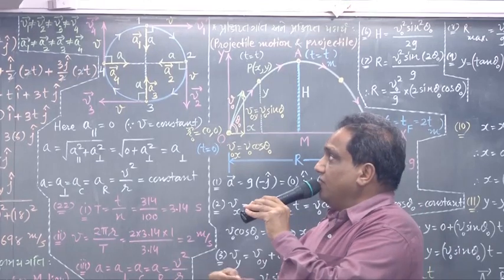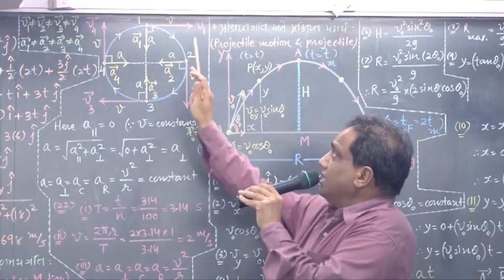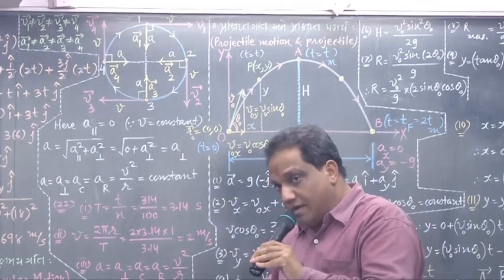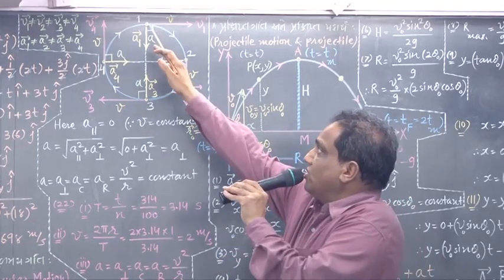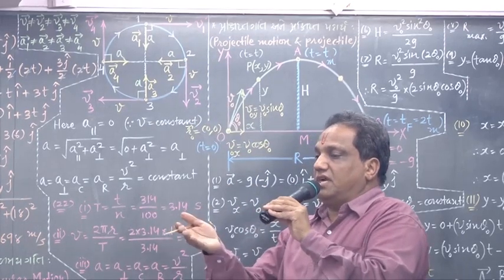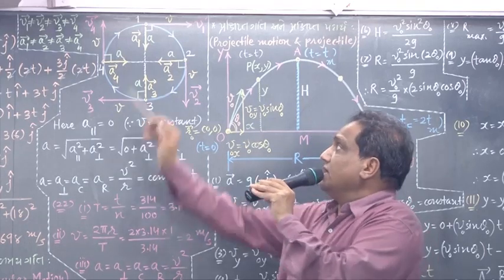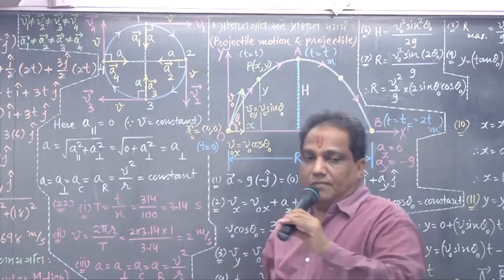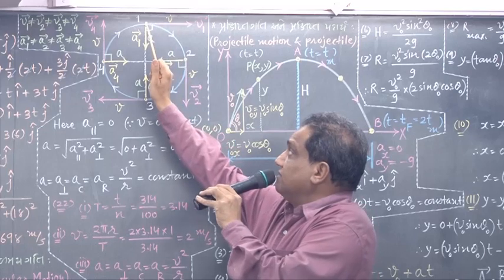If somebody asks me what is the instantaneous velocity of this particle at point number 1, let it be vector v1. But direction wise, in which direction is it? It is in the direction of tangent. And for a circle, tangent is always perpendicular to radius.